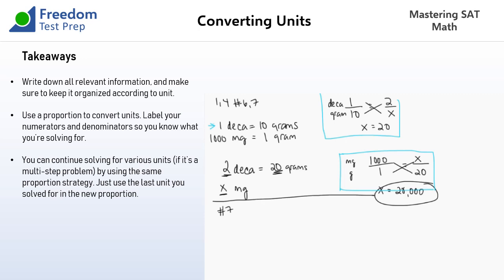Now, the question is saying, the number of rooftops with solar panel installations in 5 cities is shown in the graph above. If the total number of installations is 27,500. So I'm just going to write that down. Total.